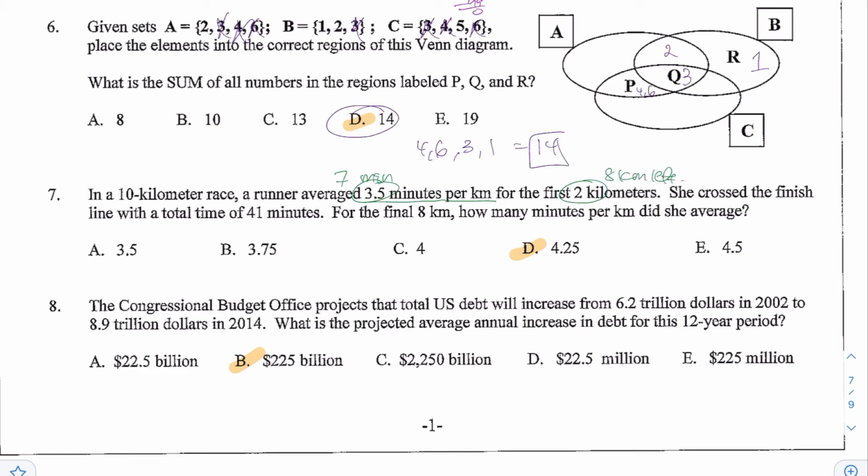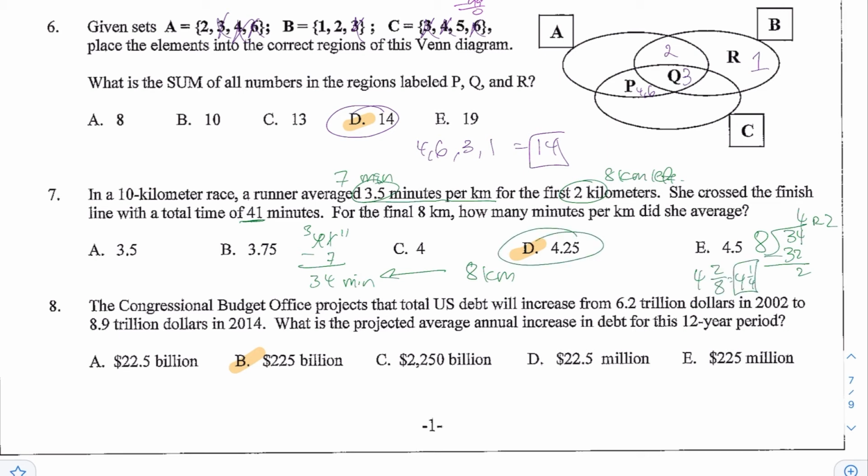Now she crossed the finish line with a total of 41 minutes. So for the last 8 kilometers, you have to subtract 41 minus the 7 to give you 34 minutes. So you ran 8 kilometers in 34 minutes. In order to get the minutes per kilometer, you have to divide 34 divided by 8. That's 4 remainder 2, which is 4 and 2/8, or 4 and 1/4. So it's going to be choice D. It's about 4.25 minutes per kilometer.